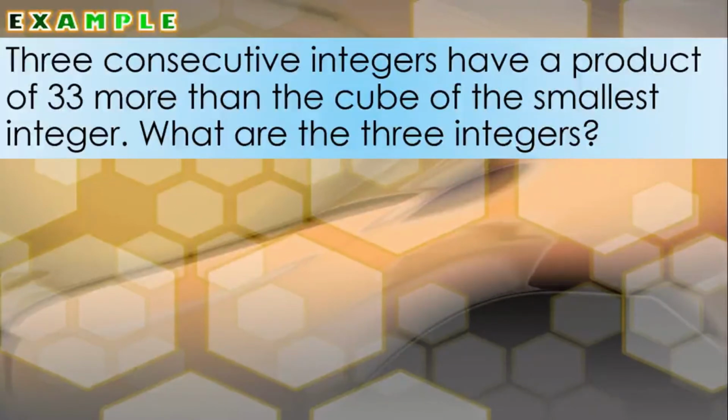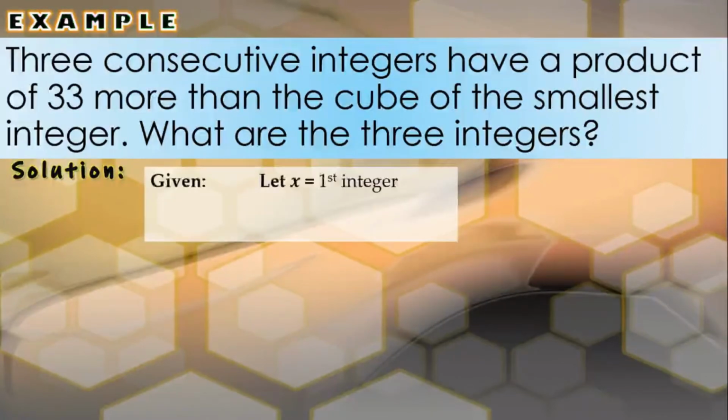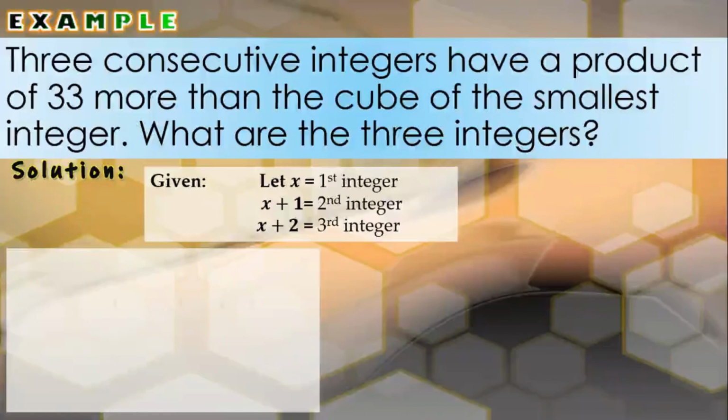3 consecutive integers have a product of 33 more than the cube of the smallest integer. What are the 3 integers? Now, our solution, let x be the first integer, x plus 1 is the second integer, x plus 2 is the third integer. Now, kapag sinabi natin consecutive integers, ito yung magkakasunod. Okay? So, ano daw yung tatlong magkakasunod na numbers na ang product ay 33, more than the cube of the smallest integer. Now, that will be our equation.